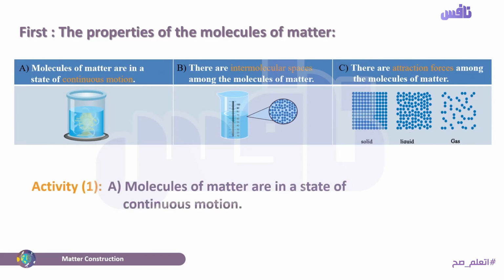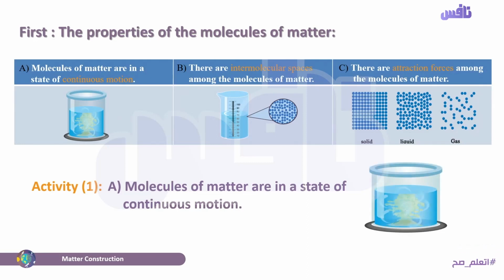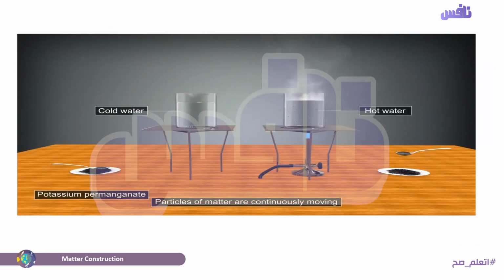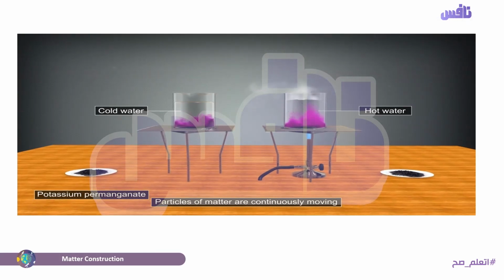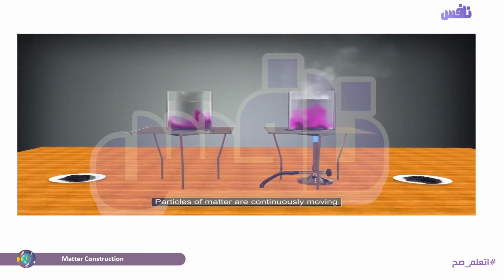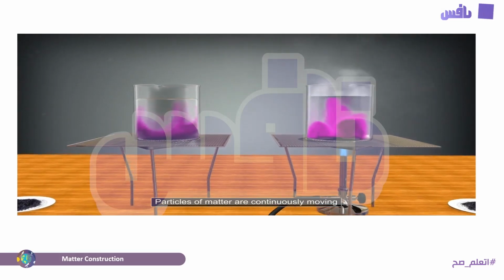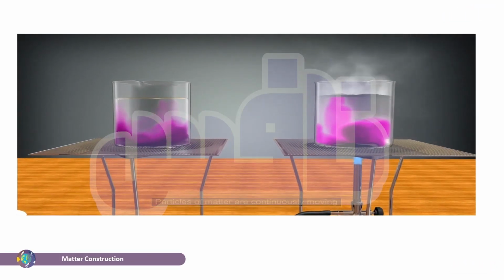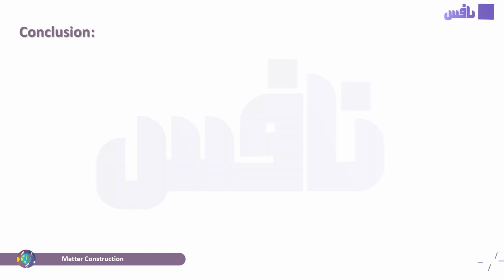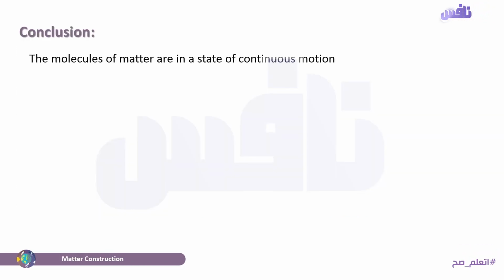Okay. Activity 1, the molecules of matter are in a state of continuous motion. كل اللي أنا عايزة أثبته دلوقتي إن المولكيولز عندي في حركة مستمرة. Okay. Let's watch a video about this part. If you bring an amount of potassium permanganate and put it in water, what do we observe? هتلاحظ إيه؟ The particles of matter are in continuous motion and the color of the water changed into violet. Conclusion: the molecules of matter are in a state of continuous motion.